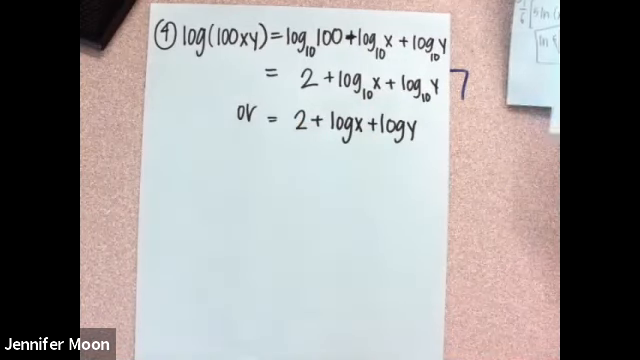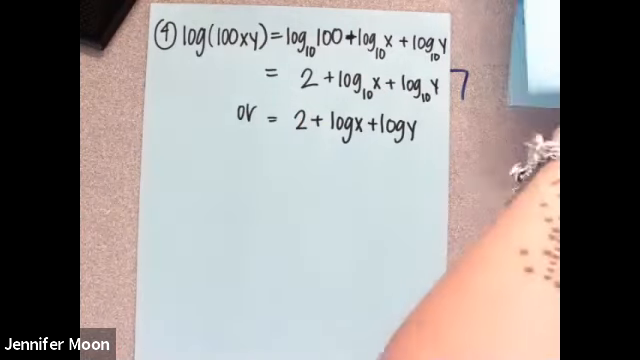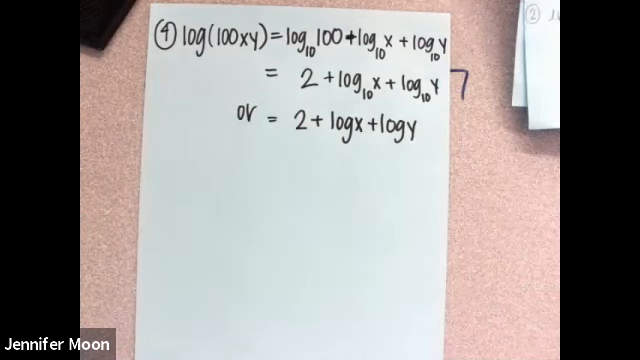So that's the product rule. If in a problem you see things multiplying together, what you do is you take the log of each term, adding all of them. So now we're going to do the quotient rule.